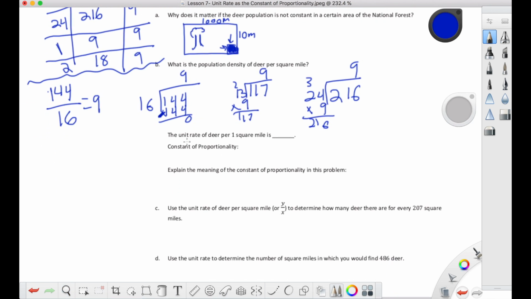It says, the unit rate of deer per 1 square mile is 9. So in 1 square mile, there are 9 deer. And the constant of proportionality is 9. Explain the meaning of the constant of proportionality in this problem. So we kind of did that. It basically just means in 1 square mile, there are 9 deer.